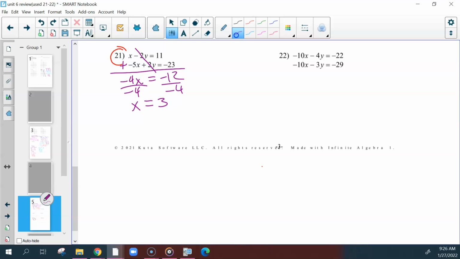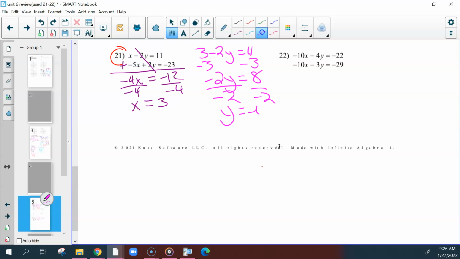Then we could use that and go back and find y. I'm going to put this into the first one. 3 minus 2y equals 11. Subtract 3 on both sides. And divide both sides by negative 2. So our ordered pair would be 3, negative 4. Questions on 21?